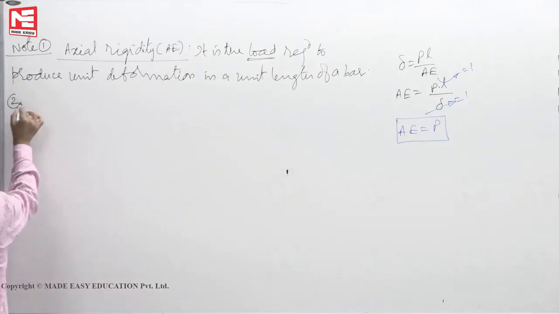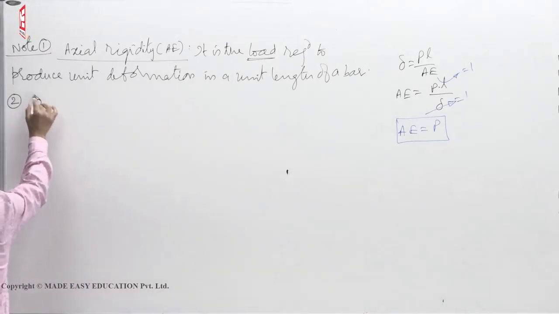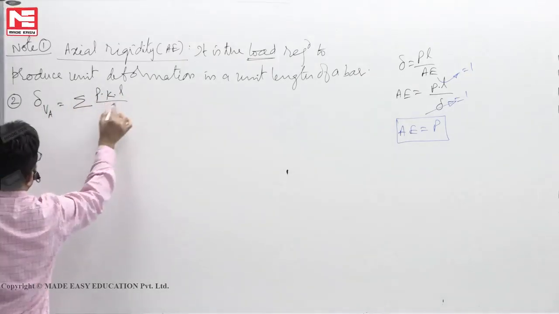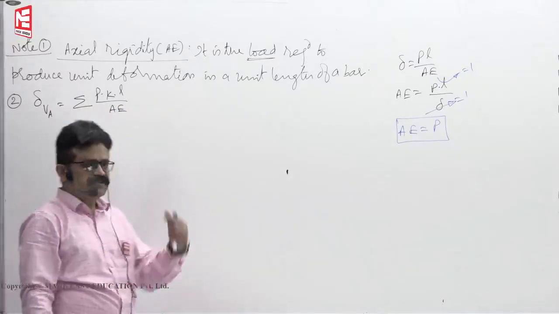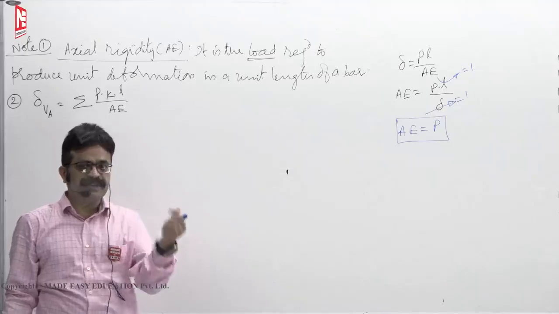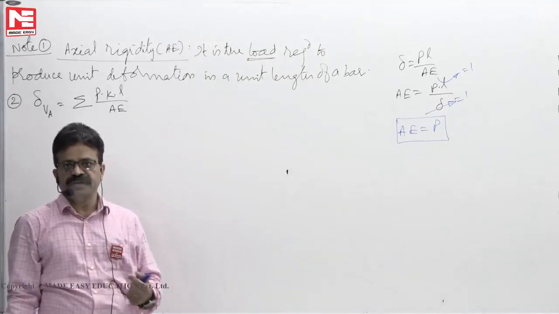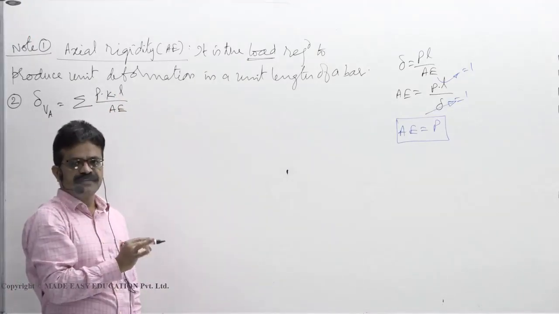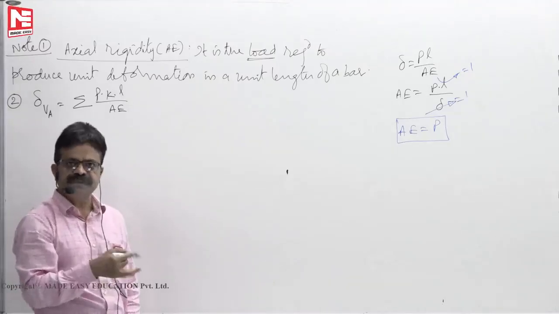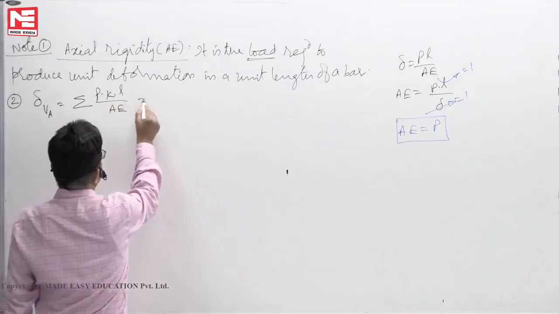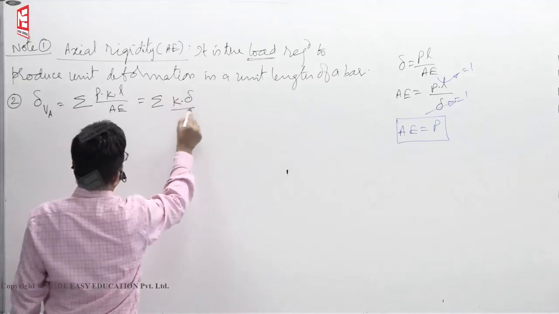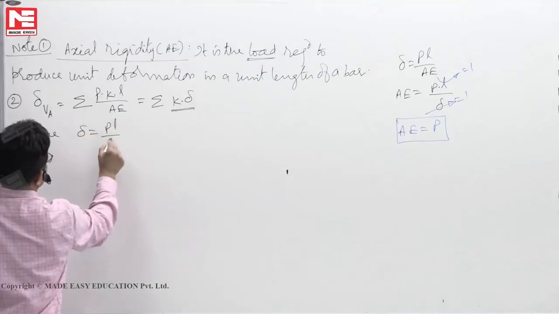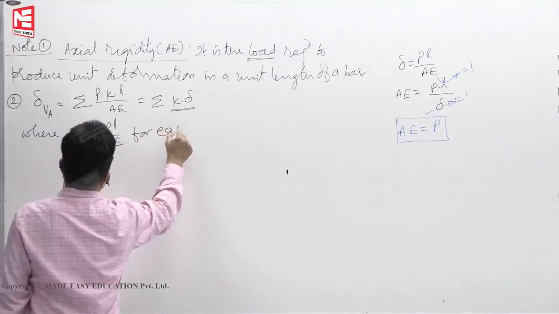Okay. Then second point. This is what you have studied: delta V, we have learned, is summation of P K L by A E. Now you see, you have to find first P values, then K values, then multiply them, and waste the time. To save our time, they will calculate PL by AE value for each member. Calculate say delta values, the deformation of each member, they will give us. Then I can write it as summation of K into delta, where delta stands for PL by AE for each member.